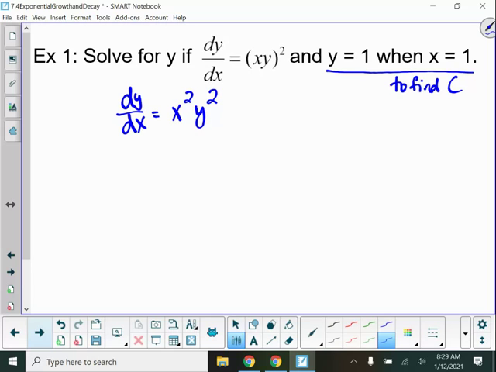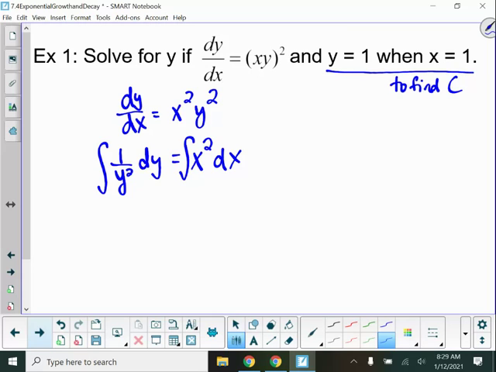So now I need to put the y's on the left-hand side, the x's are going to go on the right-hand side. It's called separable because we can take it apart. The dy over dx, I can multiply both sides by the dx to put the dx on the right, and then I'm going to divide by the y squared to put the y squared on the left. So I have 1 over y squared times dy is equal to x squared dx. So we're separating, we're integrating. So I'm going to integrate both of these.